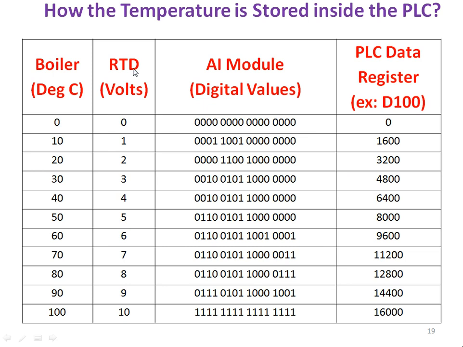D means data register. So how is the temperature stored inside the PLC? If the boiler temperature is 0 degree Celsius, then your RTD will produce 0 volt. Then the 16-bit digital value will be 0000. So in the data register you will get 0. Suppose the temperature is 50 degree Celsius, then the RTD will produce 5 volt. The temperature sensor output is 5 volt. Then the equivalent binary digital value will be like this. This value will be stored in the data register D100. The value will be 8000, the equivalent decimal value.